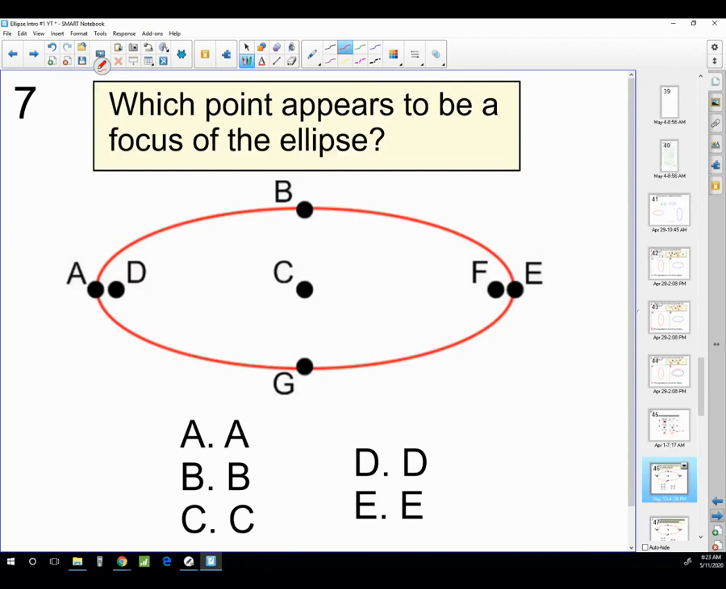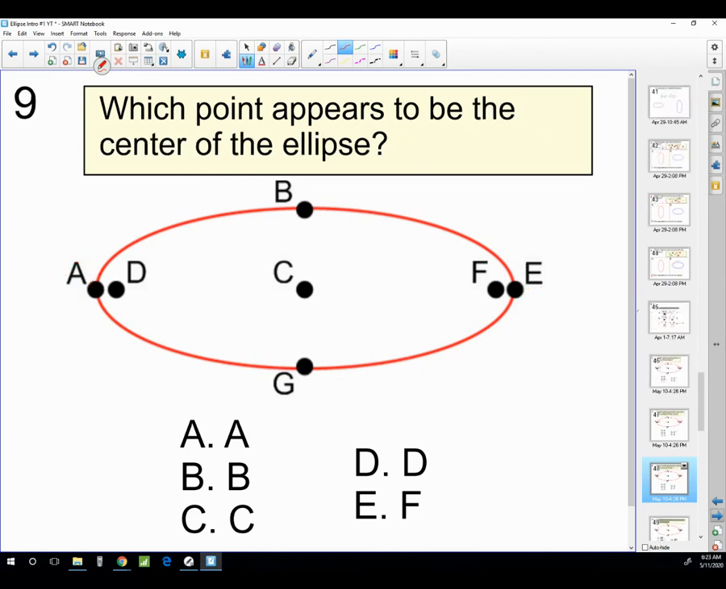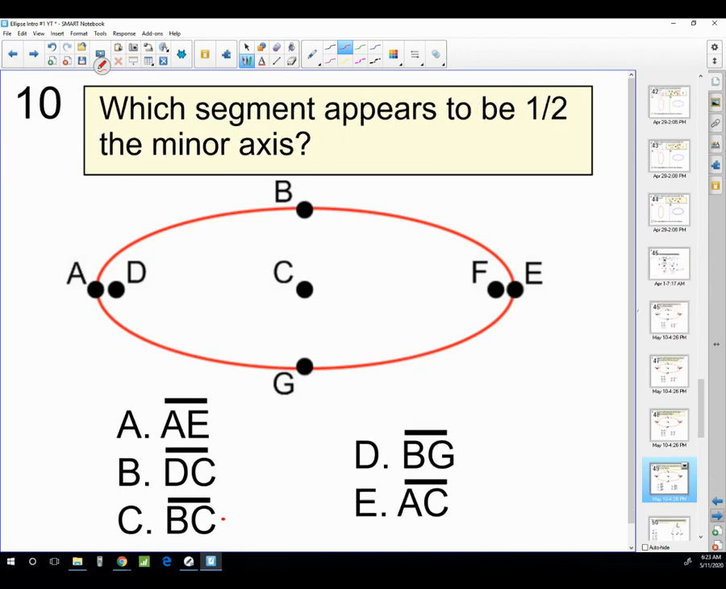That would be nice. Which point appears to be the focus? Let's end the day with just some simple definitions. Clearly, the foci are D and F. That looks like the answer. Let's move on. Number 8, the major axis endpoints are E and A. I believe A is present. Number 9, the center, please. No discussion. Moving on. Number 10, which segment appears to be half the minor axis? Well, the minor axis is that length, and half of it is that, and I believe BC is present as an answer. Let's move on.